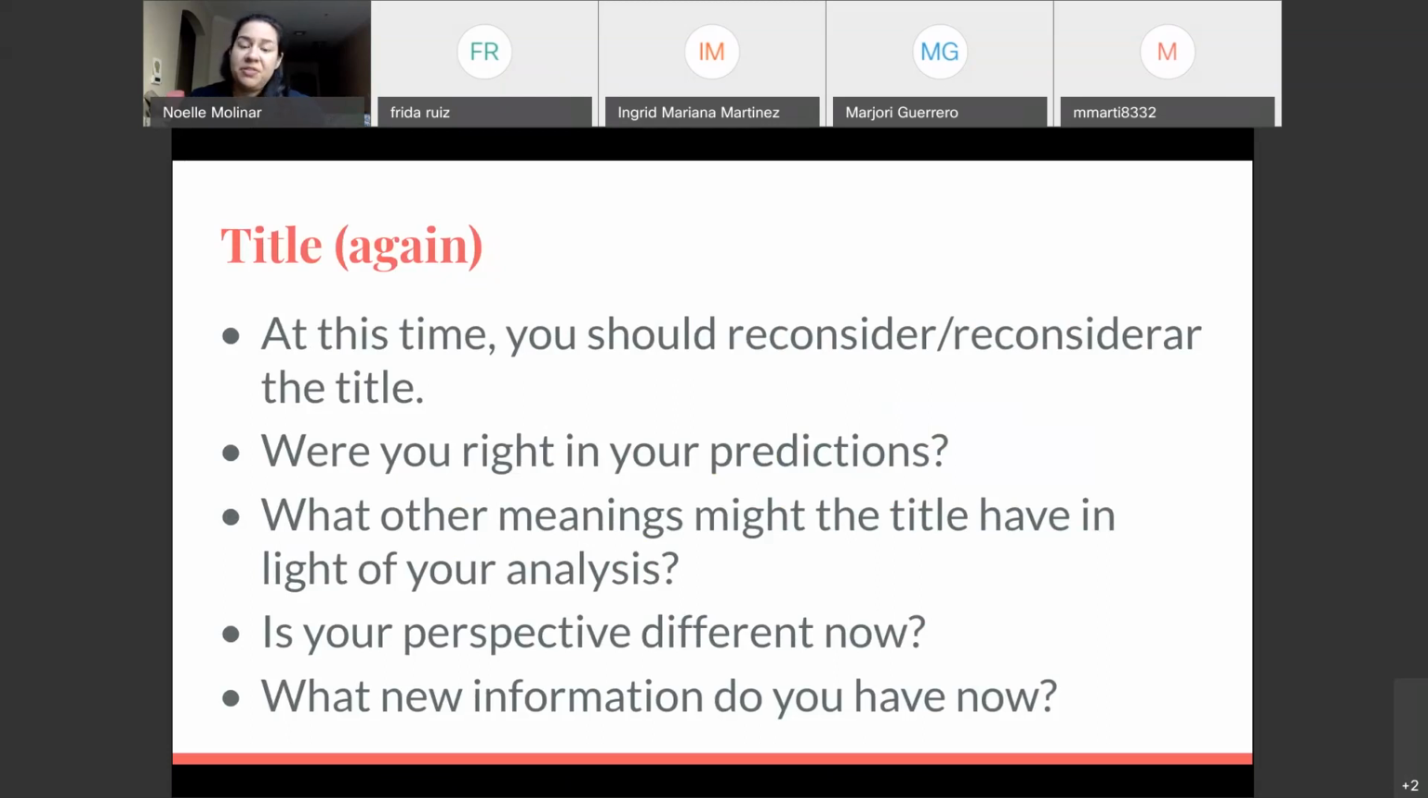Is your perspective different now? Usually, yes. That is the goal. We want our perspective to be different because in the first step, we only had a little bit of information, but now we have so much more. And so hopefully our point of view, our perspective, has changed. And what new information do you have now? You have information about image, metaphor, rhyme, simile, paraphrase, shift, attitude. You have all of this new information, and so now you can say, "Here's how my point of view has changed."